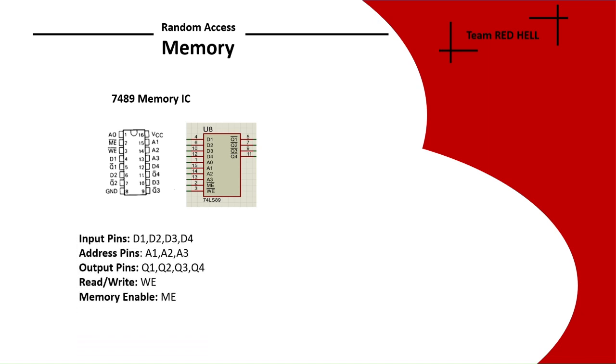Here the input pins are D1, D2, D3, D4. These are the input pins, and the address pins are A0, A1, A2. Output pins are Q1, Q2, Q3, Q4. We can see that all output pins are inverted, or they are active low. We also have another 2 pins, write enable and memory enable. Both are active low. And like every IC, we have ground and VCC for biasing.